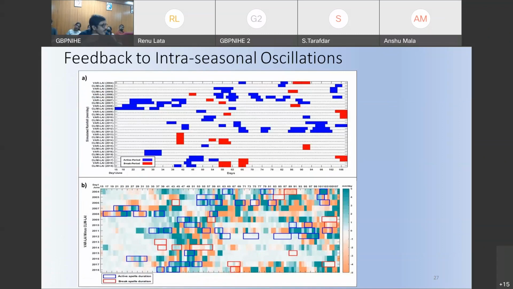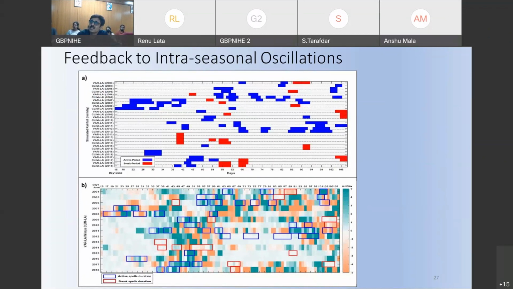We wanted to find out even within the monsoon how the intraseasonal variations are getting affected. That means during the entire monsoon season, you do not receive heavy rainfall on all days. During some days you will get heavy rainfall. During some days you will get almost no rainfall. They are known as active and break periods.